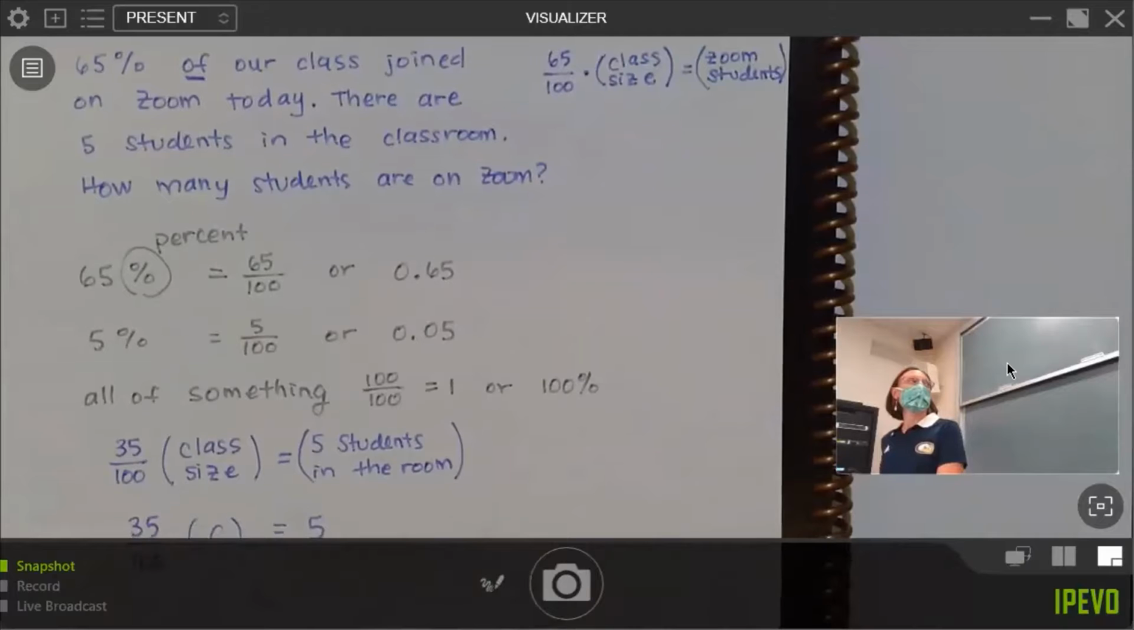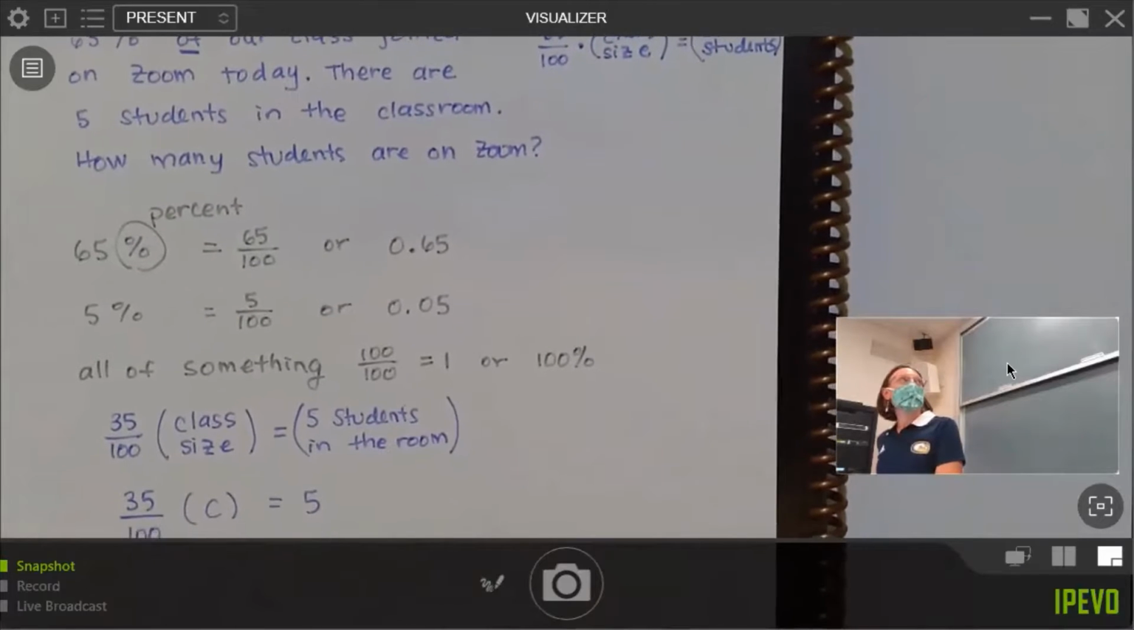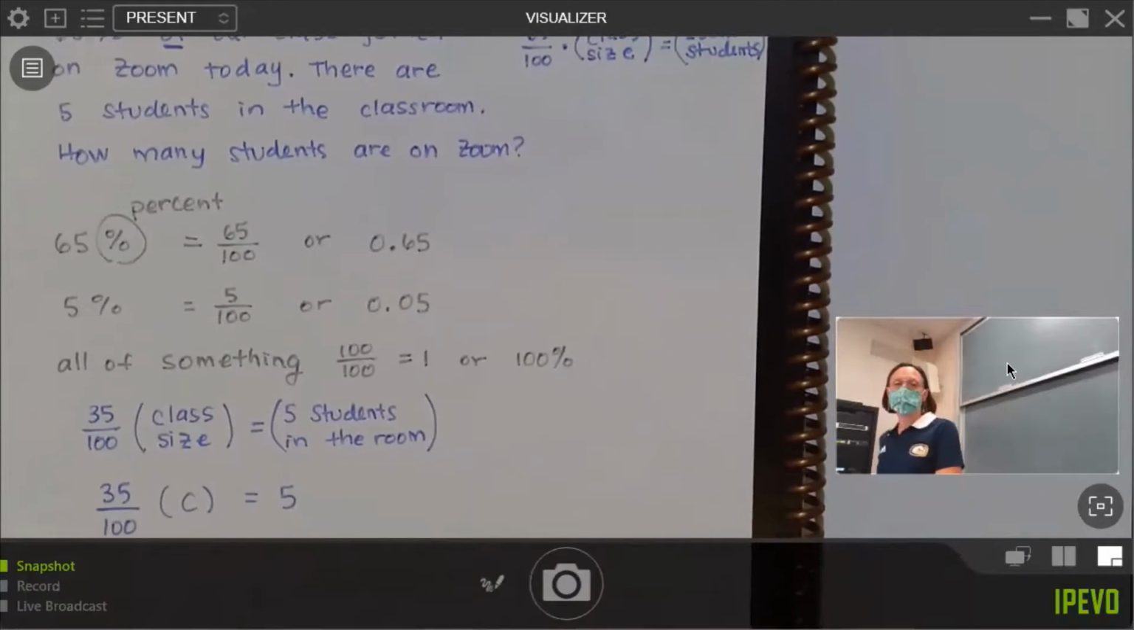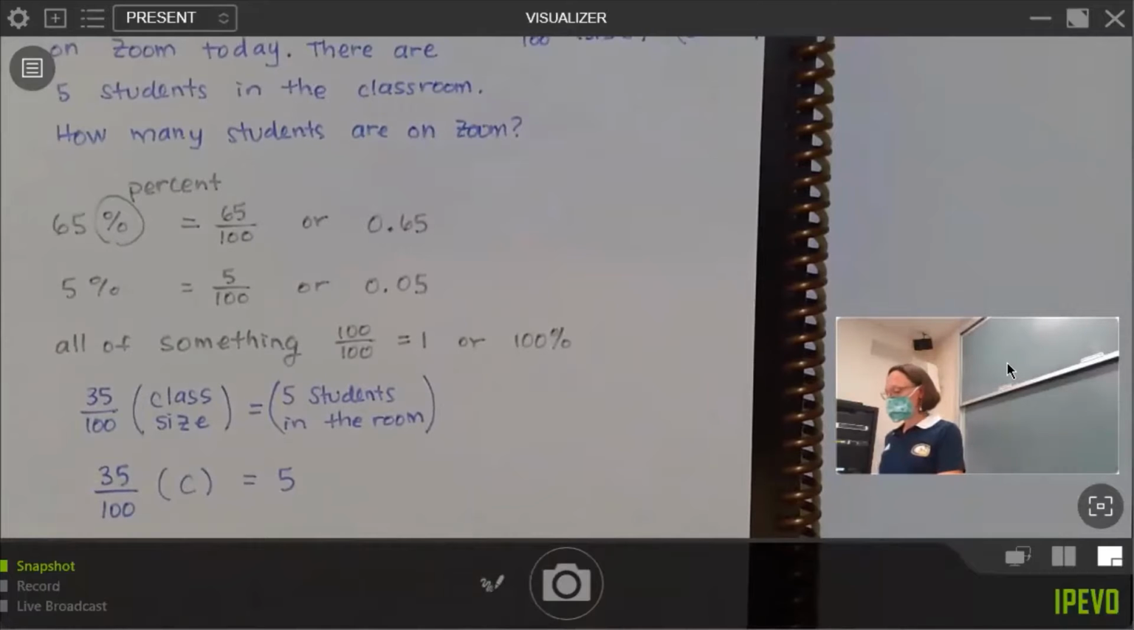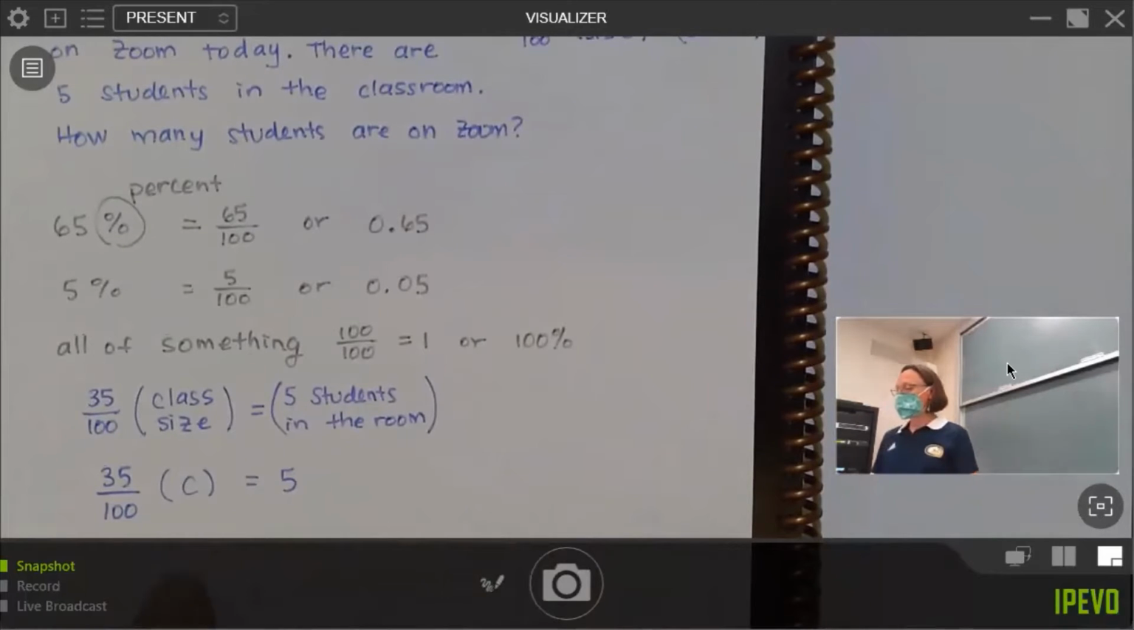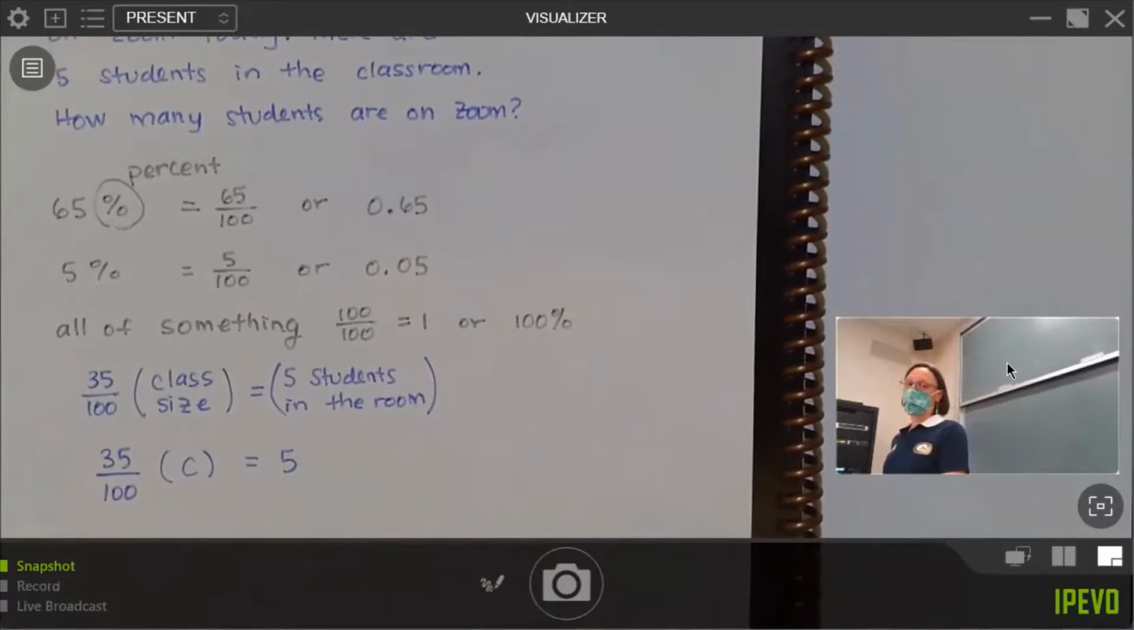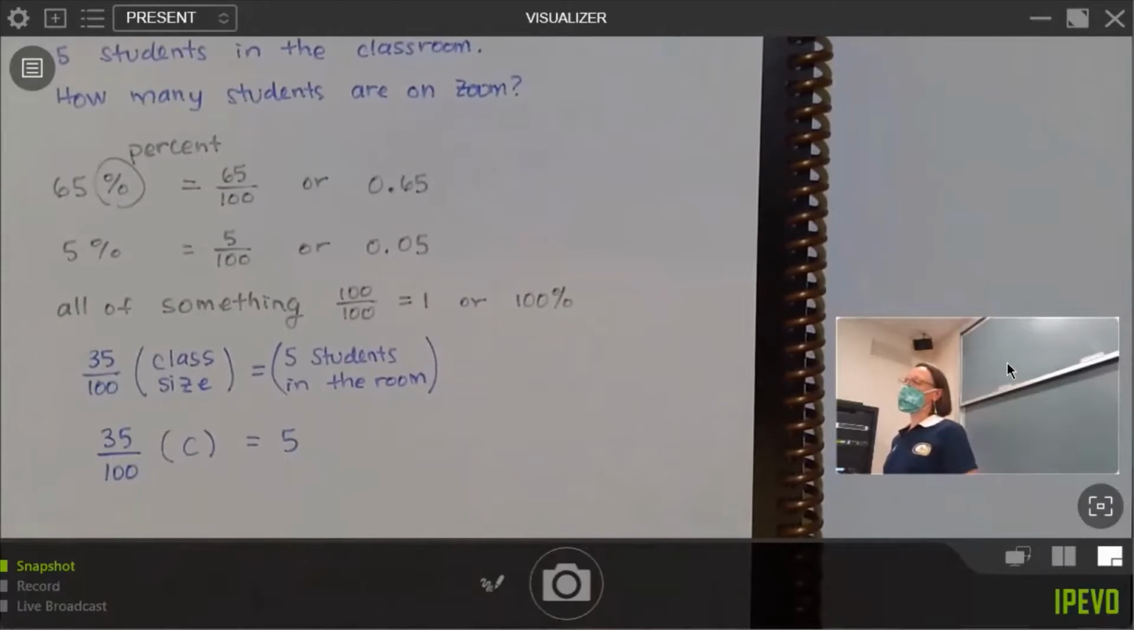Some of you may have already done this math already. I don't know, but if I wanted to solve for C here, kind of using what we were working on Wednesday, I would look at this problem and say, oh, I have fractions. Let's get rid of those fractions. I'm going to choose to multiply both sides by 100.